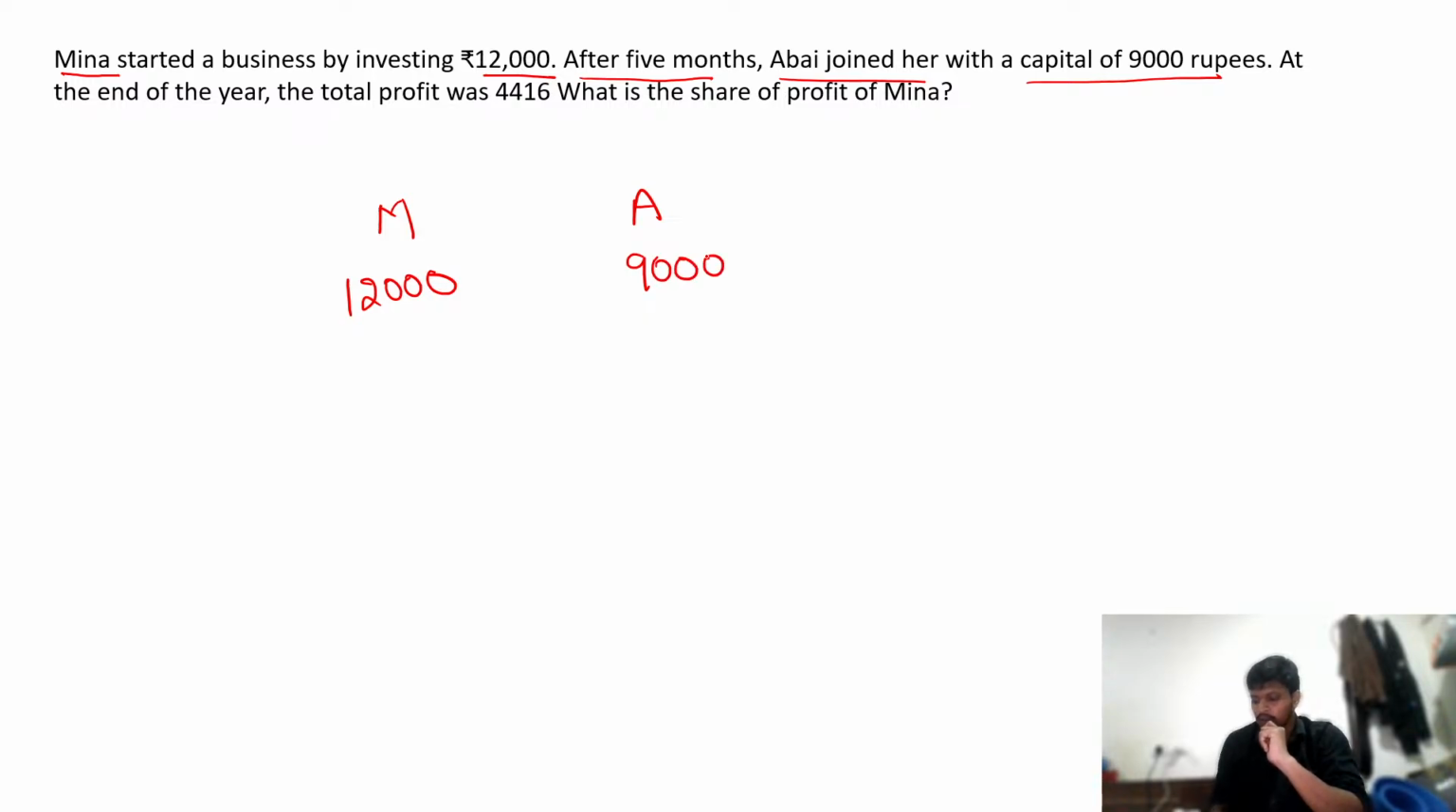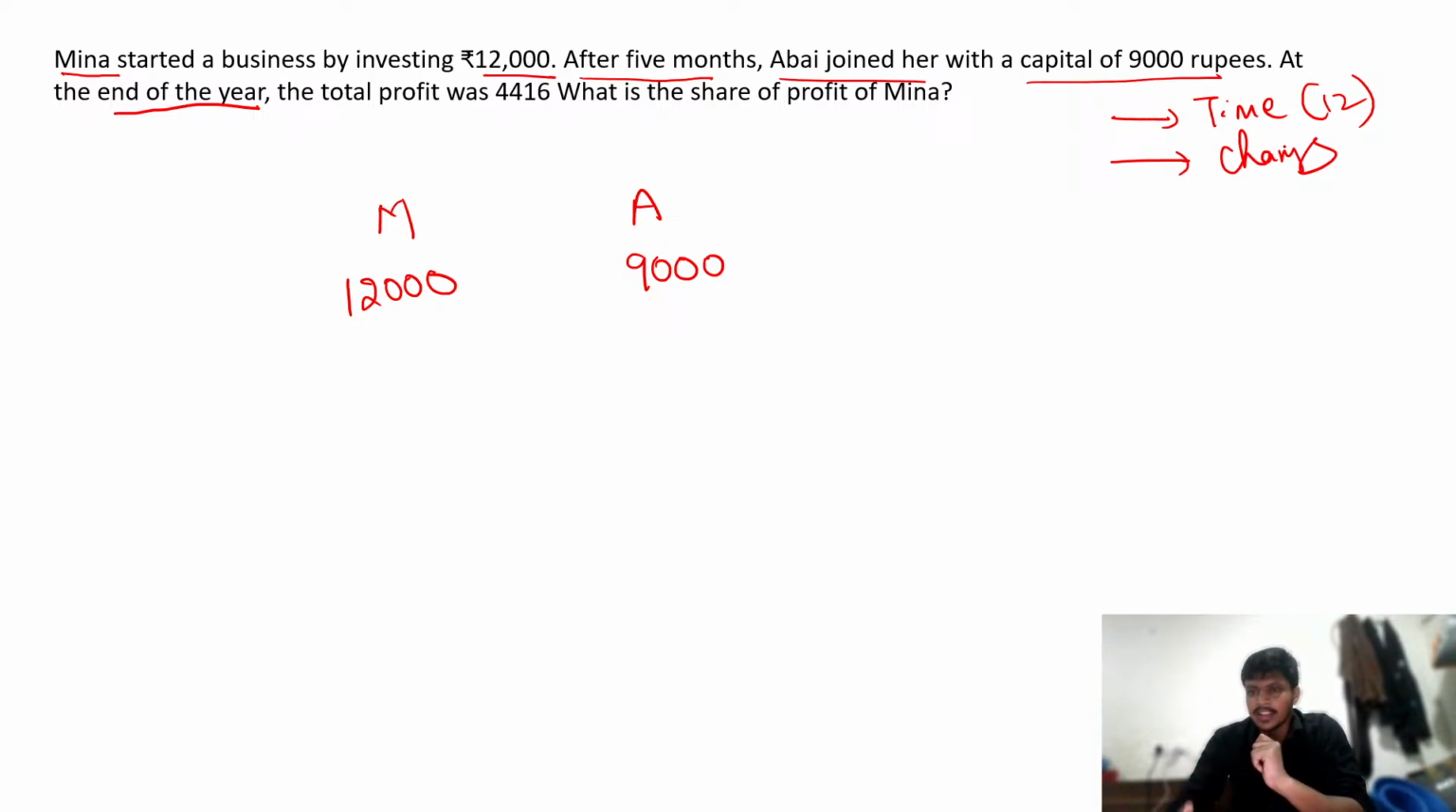Now, before solving, what you need to check here is, first, how long they are doing the business, the time. So how long they are getting the profit at the end of the year. That means they are doing the business for 12 months. Next, are there any changes in the investments, like is anyone adding or taking money from the business? Third, are there any active and sleeping partners? Check these three, then only start solving the problem.